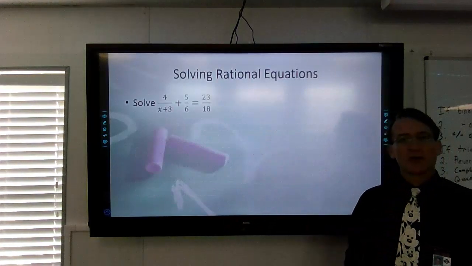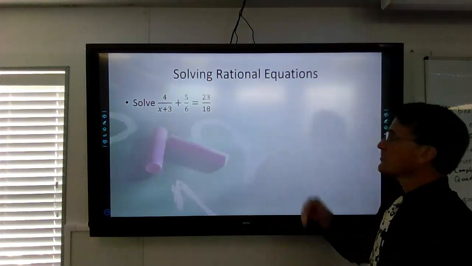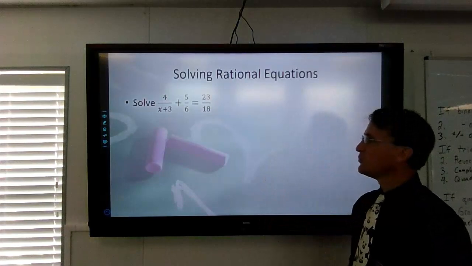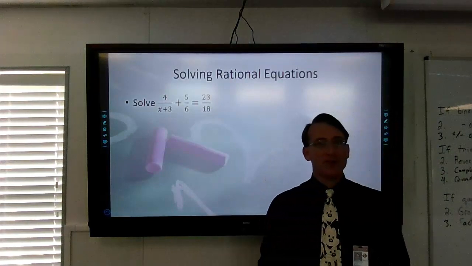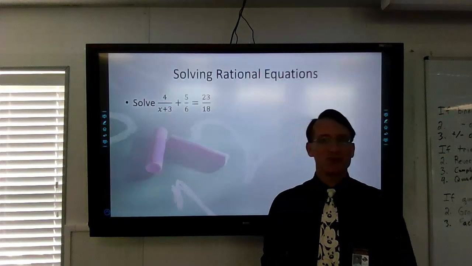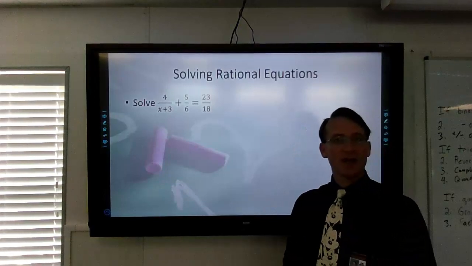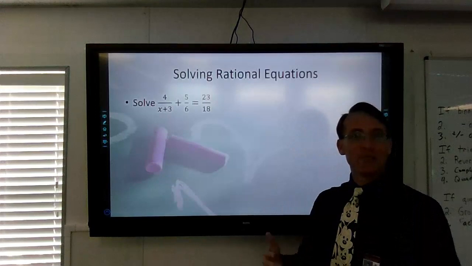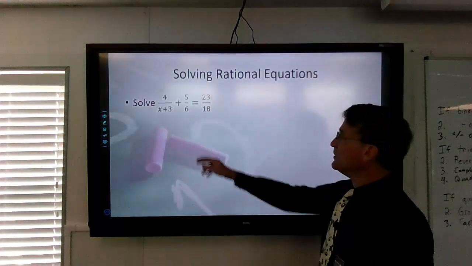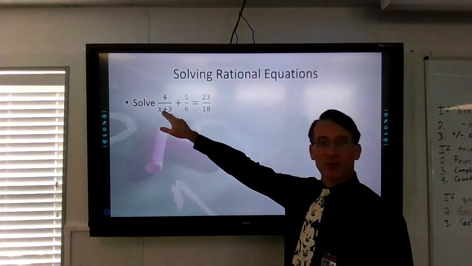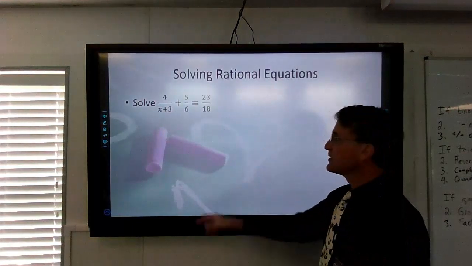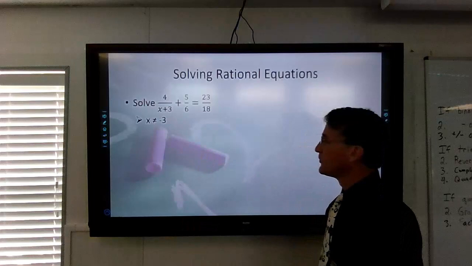So let's take a look at this example. I want to solve for 4 over x plus 3 plus 5 over 6 equals 23 over 18. The first step in solving this problem is I want to get a common denominator and also figure out what values of x my solution cannot be. The only x I have in the denominator is right here, so x plus 3 cannot be equal to 0, which means x cannot be equal to -3.